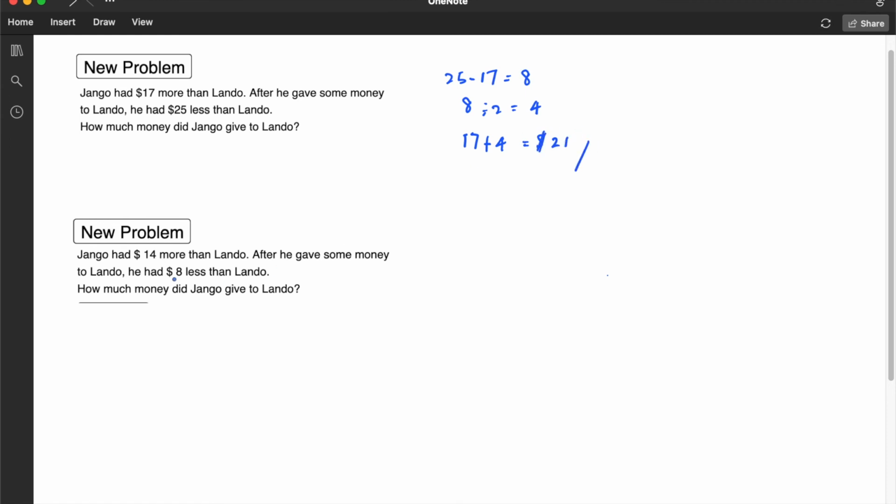The problem at the bottom is the same. We're going to take 14 minus 8. That will give us 6. Then 6 divided by 2 is 3. So how much did Django give? It is 14 minus 3, or $11.